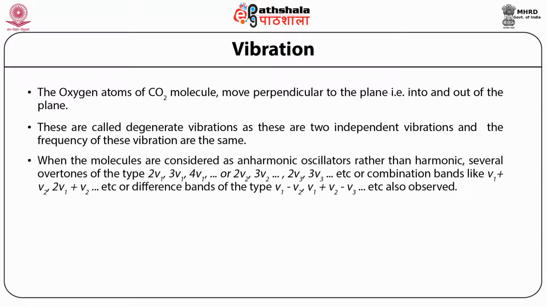When the molecules are considered as anharmonic oscillators rather than harmonic, several overtones of the type 2 nu1, 3 nu1, 4 nu1, or 2 nu2, 3 nu2, 2 nu3, 3 nu3, etc., or combination bands like nu1 plus nu2, twice nu1 plus nu2, etc., or difference bands of the type nu1 minus nu2, nu1 plus nu2 minus nu3, and so on, are also observed.